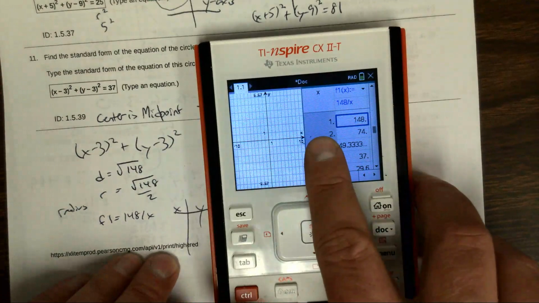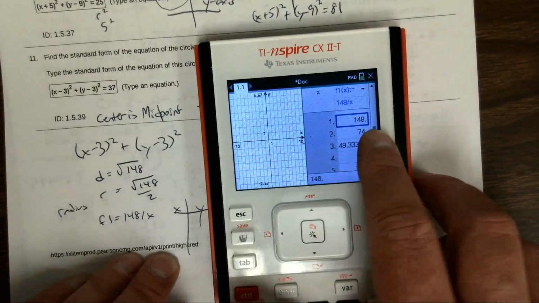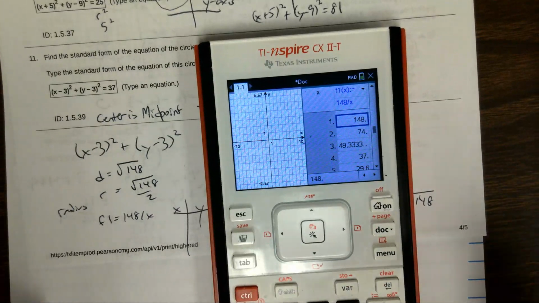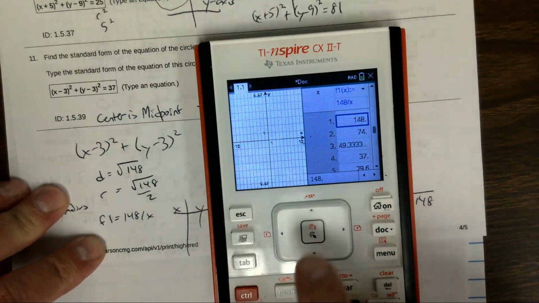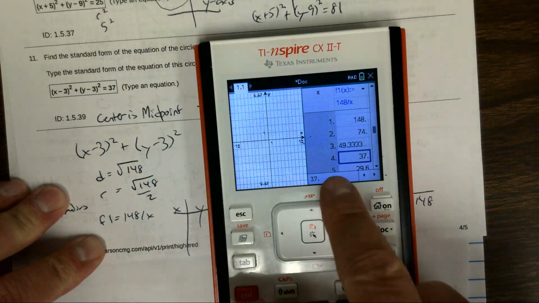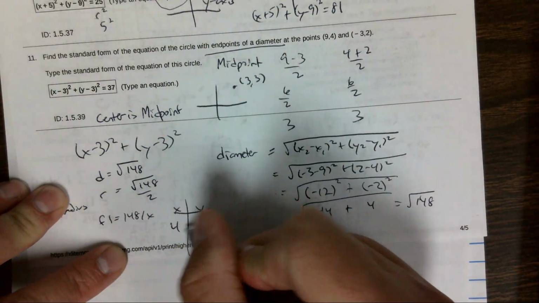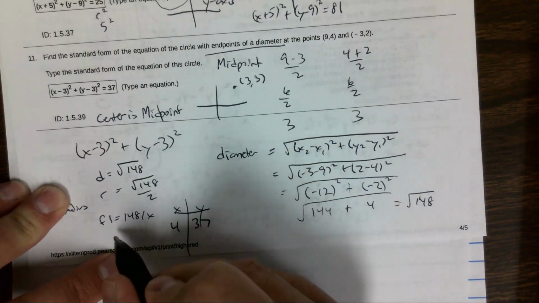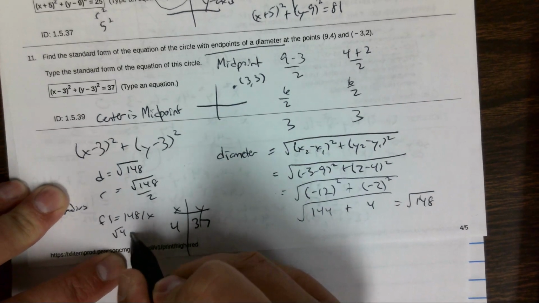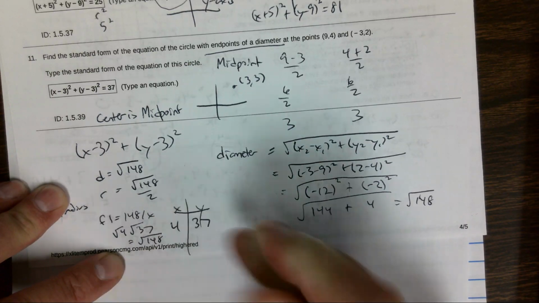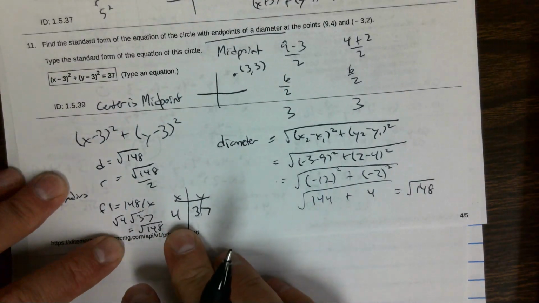It means what numbers you multiply together to get 148. And you want to look for things that are perfect squares. So like 4 times 37. That means square root of 4 times square root of 37 is the square root of 148. That's actually what we need.